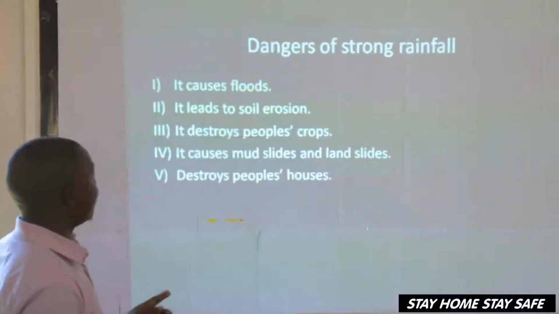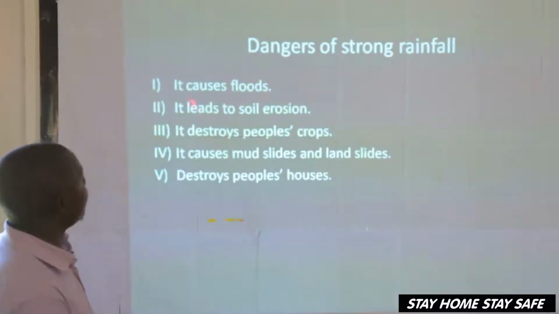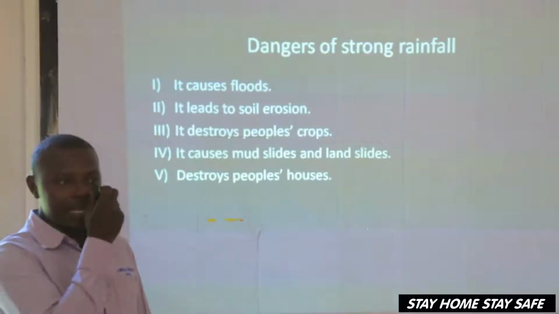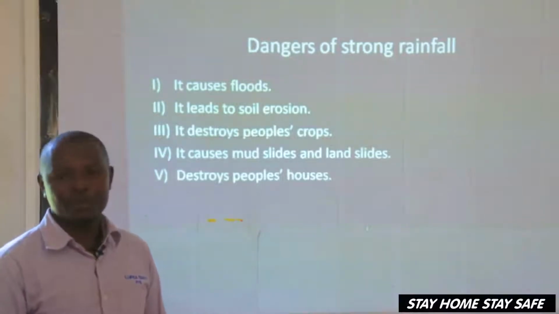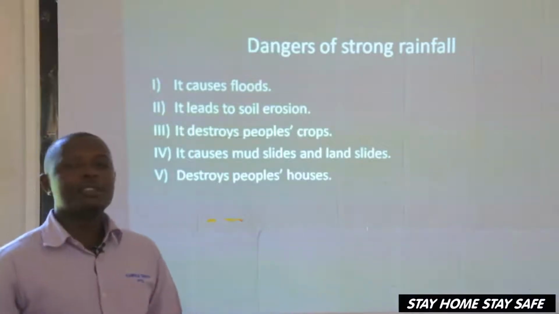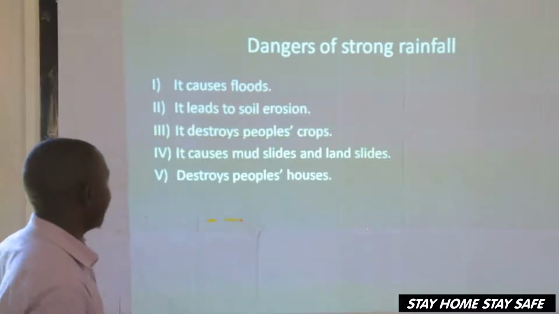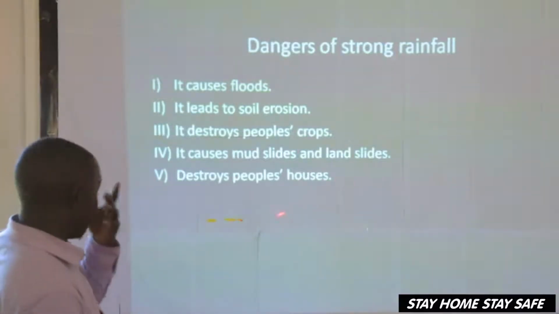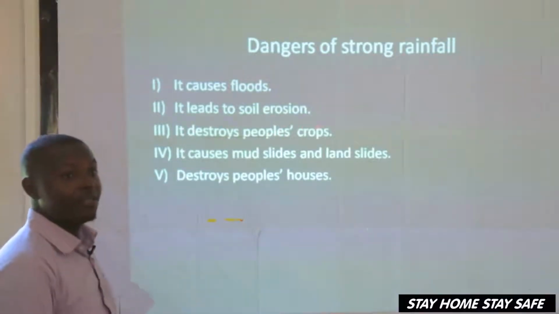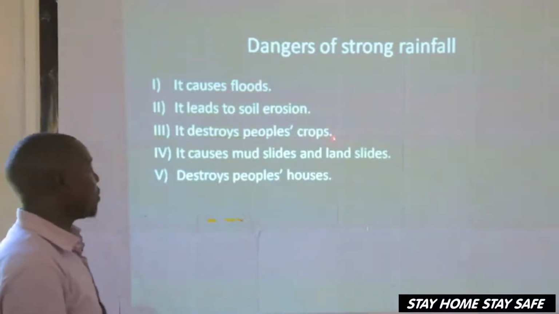So the dangers, one, it causes floods. If there's too much rainfall, it will cause floods. You know the dangers of floods. Floods can displace people. You are at school, then you come back home, you find the plates trying to float around with the floods. So that's one of the dangers, to even destroy people's crops. It leads to soil erosion. When there's too much rainfall, erosion takes place. Then the other one, it destroys people's crops.